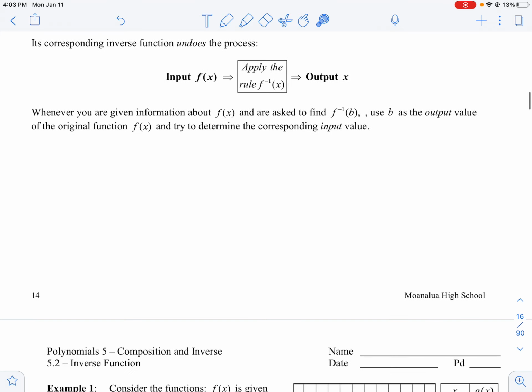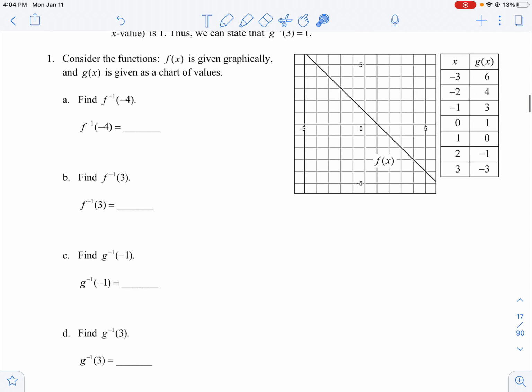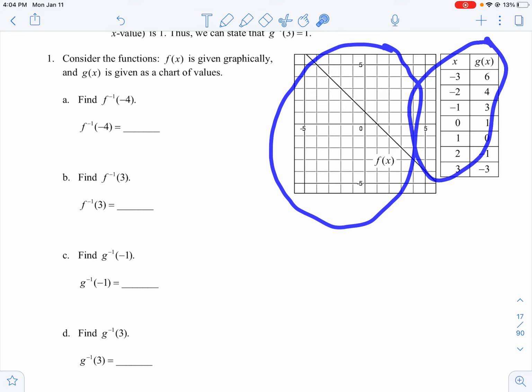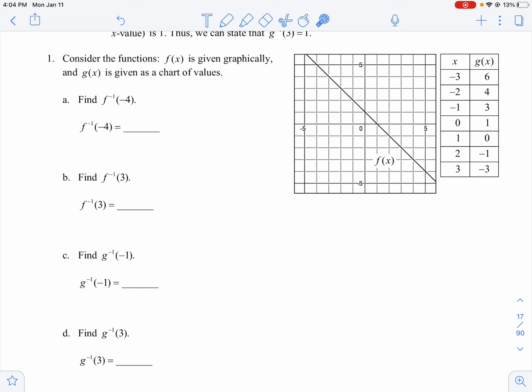So how does that apply when we have a graph or a chart? We have here a graph of f of x, and on the right we have the chart of g of x. Every time I talk about f of x, you'll look here, and g of x will look in here. Note that this is the column of all the x values, and this is the column of all the y values. We could also label them x and y. Okay. First example is f inverse of negative 4.